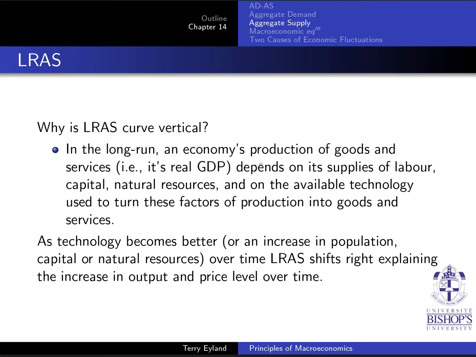Well, in the long run, an economy's production of goods and services, its real GDP, depends on its supplies of labor, capital, natural resources, and the available technology used to turn these factors of production into goods and services. As technology becomes better, or with an increase in population, capital, or natural resources over time, LRAS shifts right, explaining the increase in the output and price level over time.